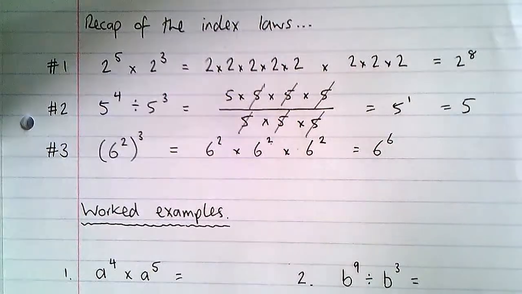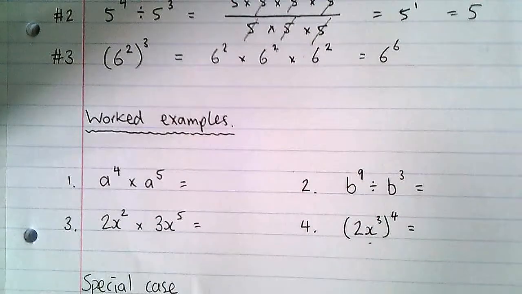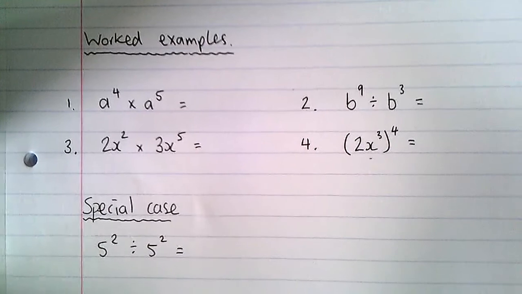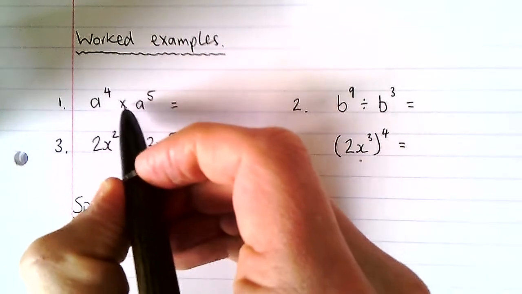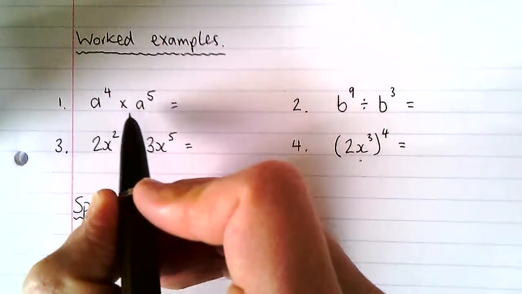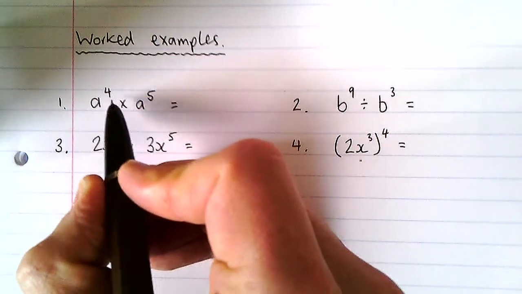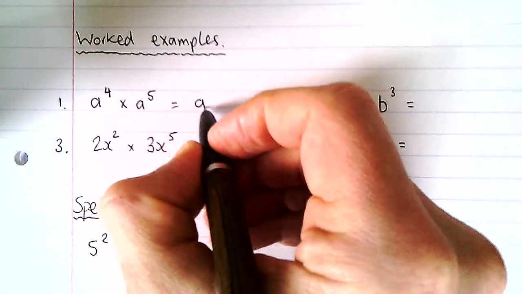So let's have a look at a couple of worked examples and see how this works, and then we'll have a look at our special case here at the bottom. So this first one here, a to the power of 4 multiplied by a to the power of 5. If I'm multiplying, the rule is that we just add the powers. So this here will be a to the power of 9.